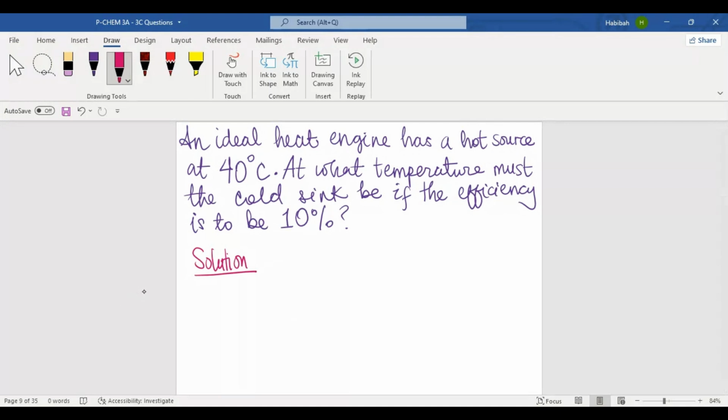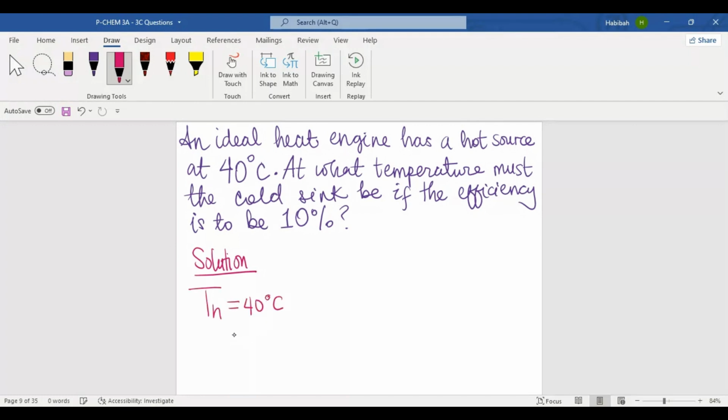Today we're going to be working on the question on the screen that says an ideal heat engine has a hot source of 40 degrees Celsius. At what temperature must the cold sink be if the efficiency is to be 10%? The first thing to note is that we've been told the temperature of the hot source, which is 40 degrees Celsius.